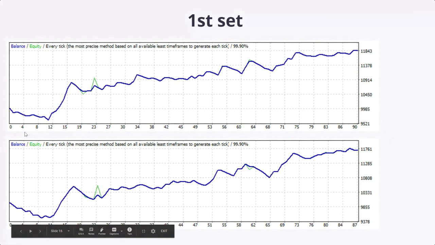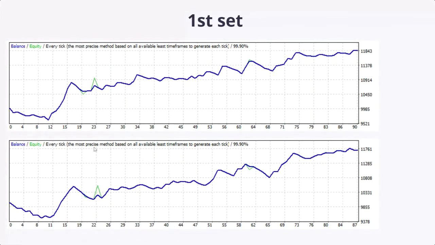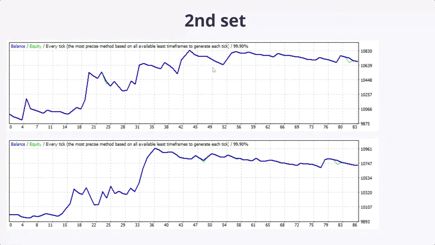So yeah, here you have the sets. This is the first set. So you can see equity curve, very similar in its movement. Let's take a look. The top one is back testing. The bottom one is walk forward testing, by the way. So once again, back testing at the top.